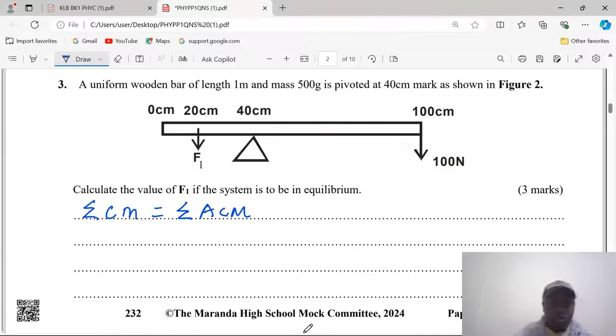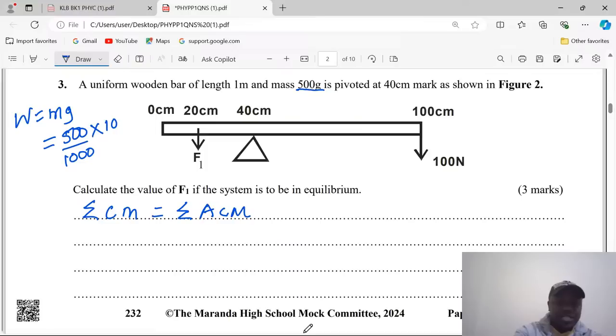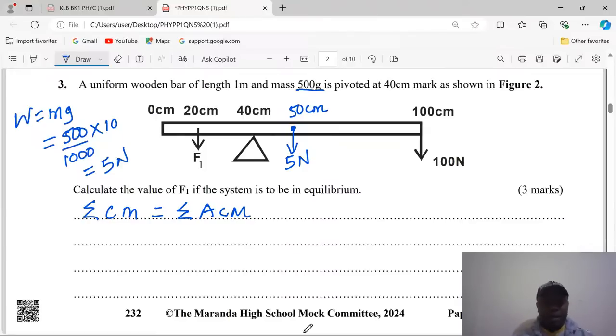It's good also for people to note that whenever a uniform bar is balanced, such that the pivot is not at the center, then the weight of the bar must act through its geometrical center. And so this is what it means: because we are given the mass, we can get the weight by taking mg. So a mass of 500 times a g of 10, but this one should be in SI units, so we divide by 1,000. You discover that this is 5 Newton. So the weight of this bar is 5 Newton, and the 5 Newton should be acting through the geometrical center. 5 Newton weight acting at the 50 centimeter mark, the geometrical center of this metal bar or wooden bar, that is.